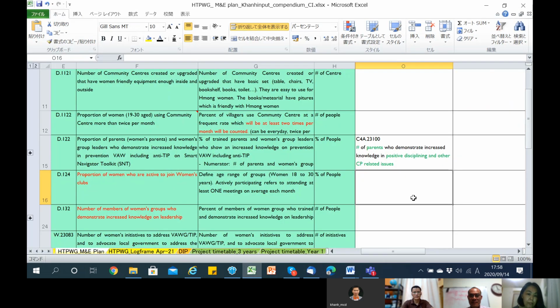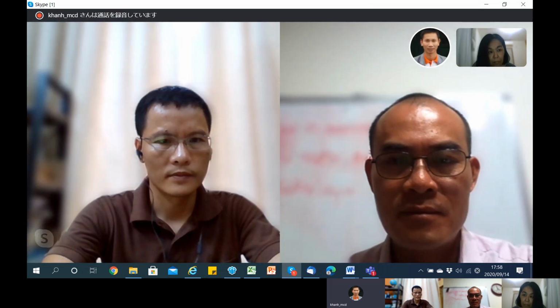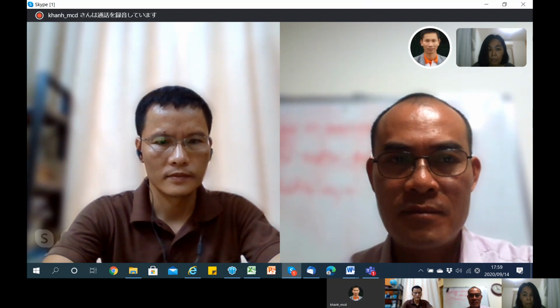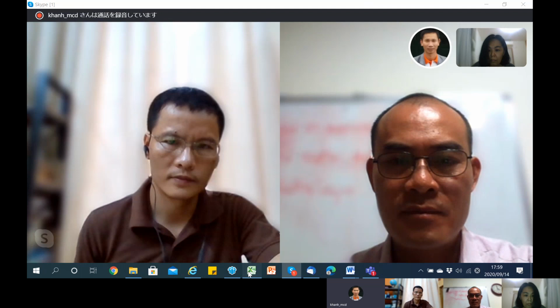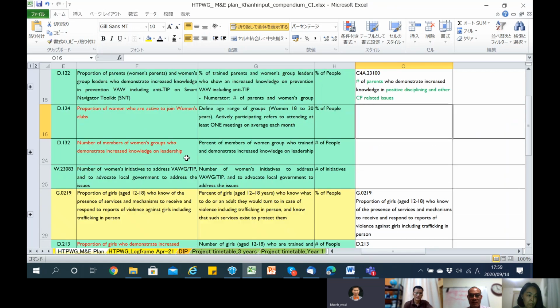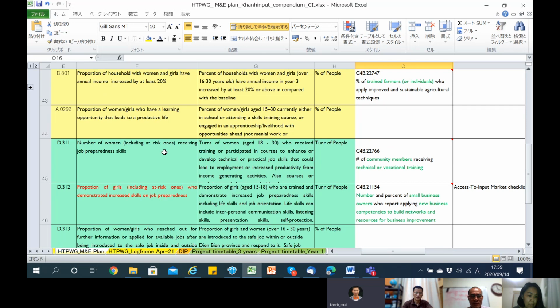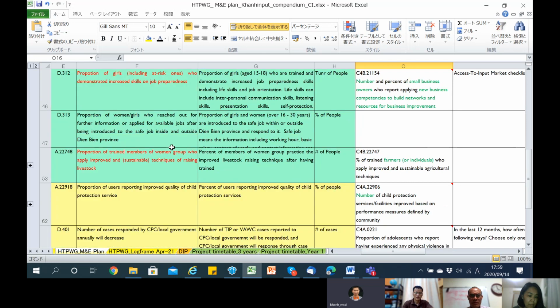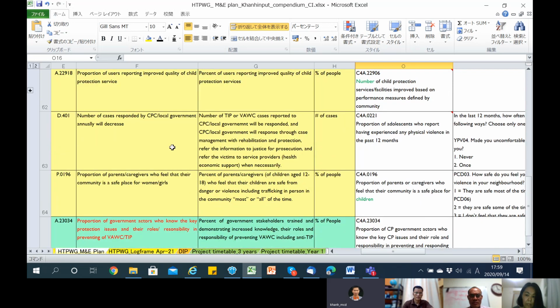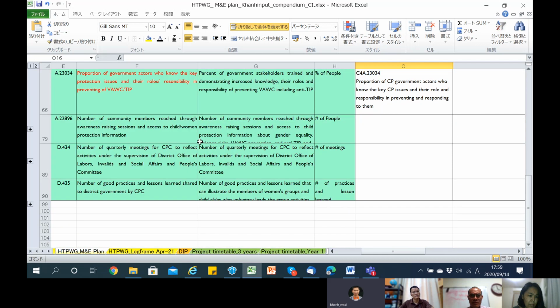Kain. Yes. So anh Quang, we have to keep the indicator under outcome 4 about user reporting. Proportion of parent caregiver who feel that their community is a safe place. Proportion of parent caregiver who would report cases of violence, and proportion of users reporting improved quality of child protection service.